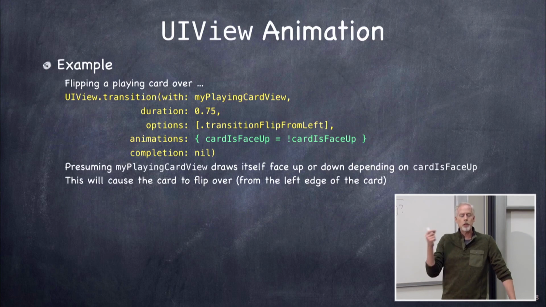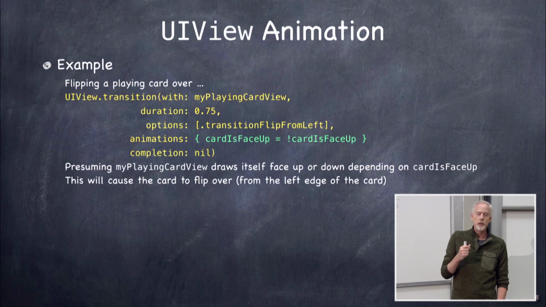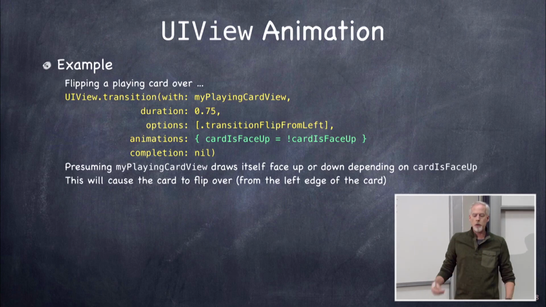Here's how you would call it. You use this method in UIView. It's a class method called transition with the view. And you give, again, duration, you give the options, same options as we had before, also with some options like transition flip from left, which means flip this thing from the left edge. You can also have flip from top, flip from bottom, cross dissolve, those kind of things.